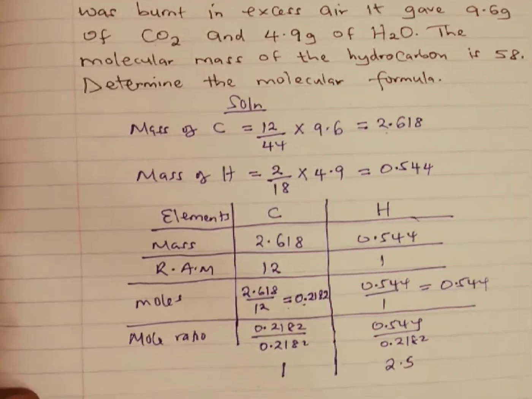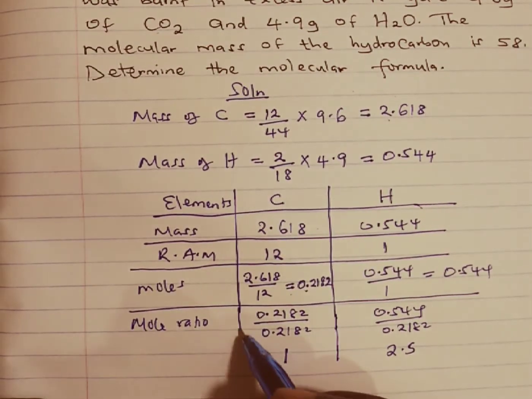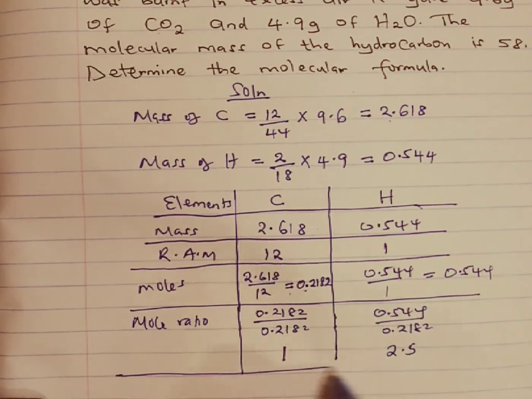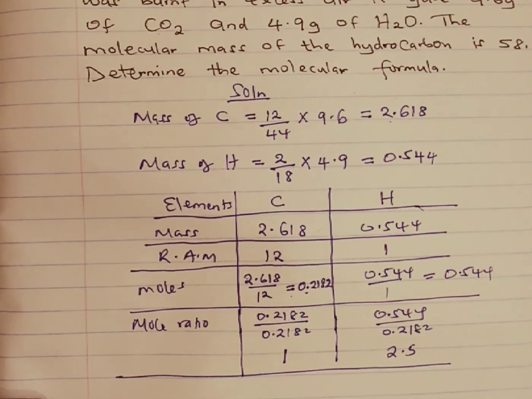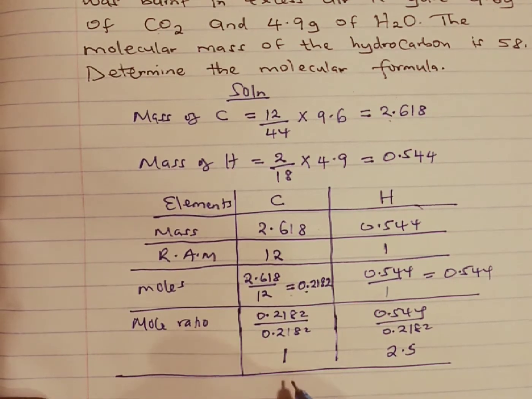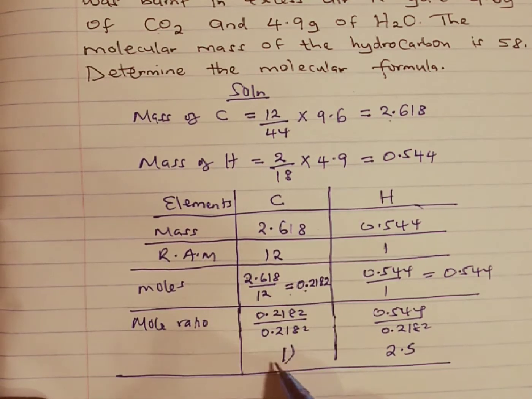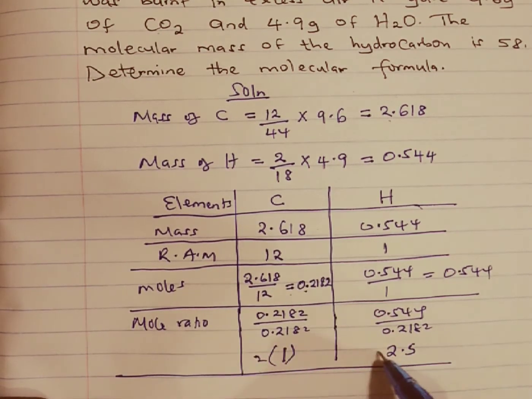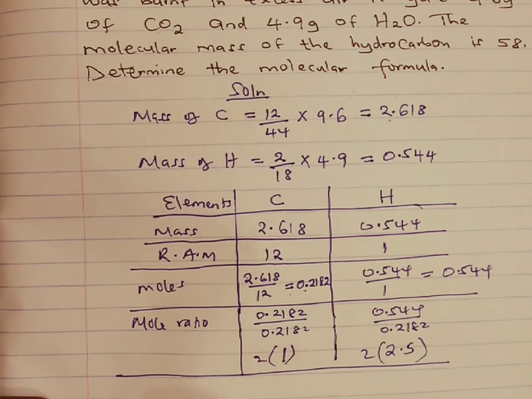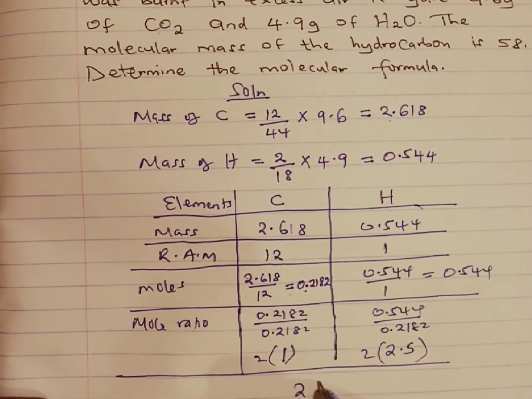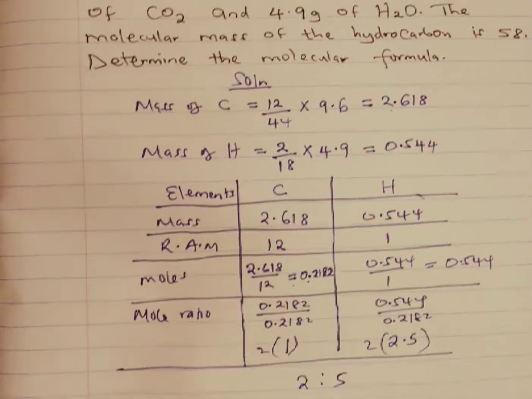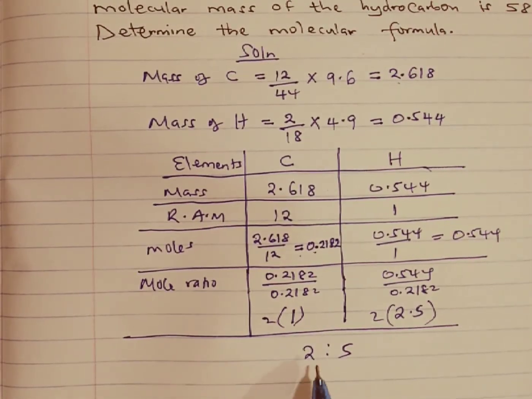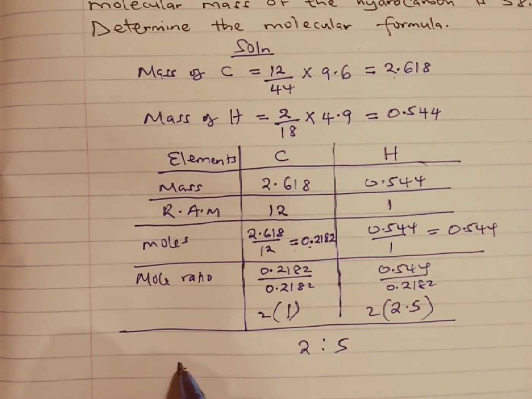Having gotten the mole ratio, we can now convert this mole ratio into whole numbers. And if now you take 1, you multiply by 2, you also take 2.5, you multiply by 2, we are going to have 2, 5. Once we have the mole ratio as a whole number, we can now get the empirical formula.